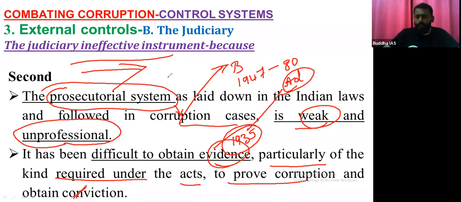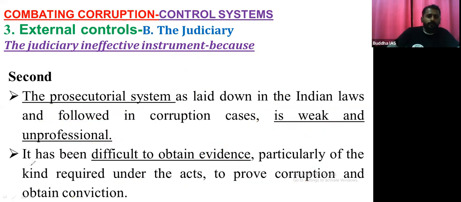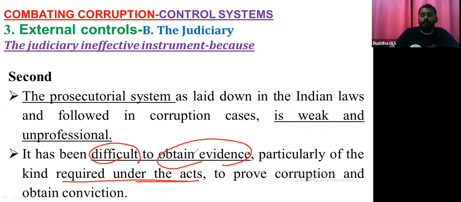Here, the Indian Evidence Act provides the processes and procedures through which we can produce the evidences. So these things are not in line with bringing the corrupt to book. The last one, it has been difficult to obtain the evidence, particularly the kind required under the Act. It is in the beginning itself, getting the kind of evidence required to prosecute and punish that person is not available.